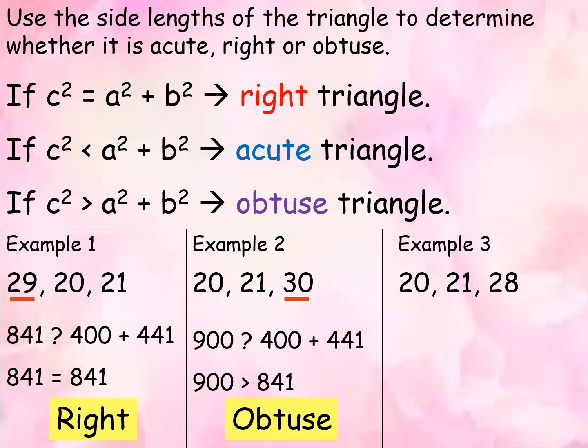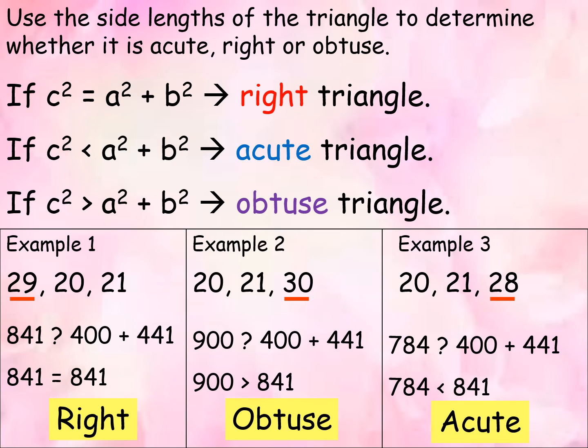Now let us have example number 3. The longest side is 28. So we ask, is 28 squared, or 784, equal to, less than, or greater than 400, which is 20 squared, plus 21 squared, which is equal to 441? 400 plus 441 is equal to 841. And 784 is less than 841. So therefore, the triangle is an acute triangle.